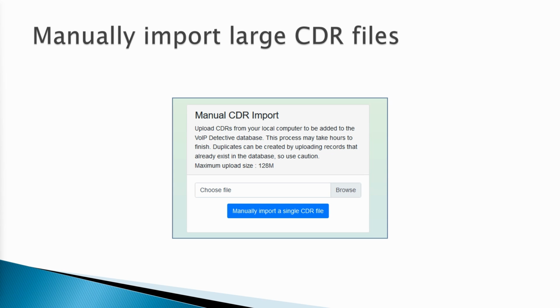Admins can now import CDR files manually. This is useful for importing large files like a Call Manager CDR export. Previously, we were limited by the size of a CDR file that could be imported into VoIP Detective. Now, administrators can go to Administration, Troubleshooting, and choose to upload a single large CDR file to be processed.